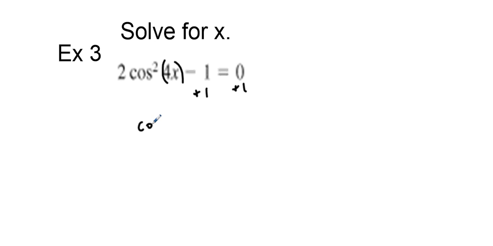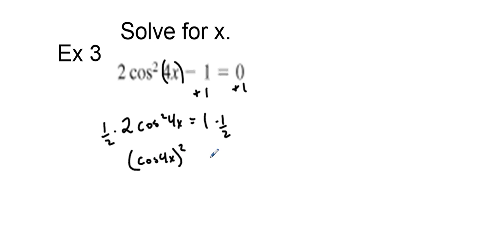So we have cosine squared of 4x, and we have our 2 right there, and it's going to equal 1. We're going to divide by 2 here, or multiply by 1/2. So now we have cosine of 4x, that quantity is going to be squared. Remember that means the whole quantity is squared, and it equals 1/2.